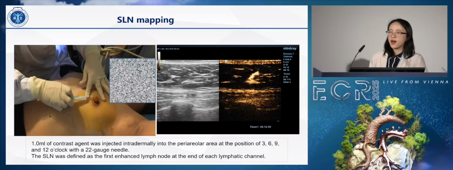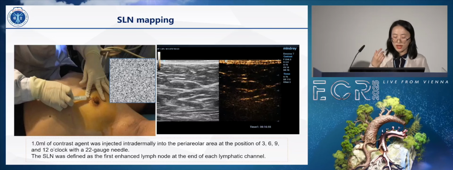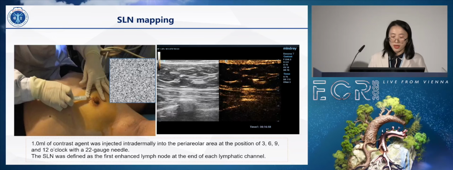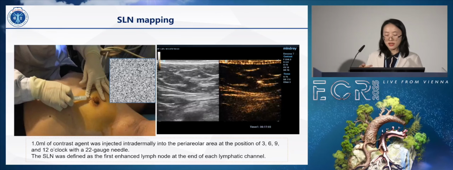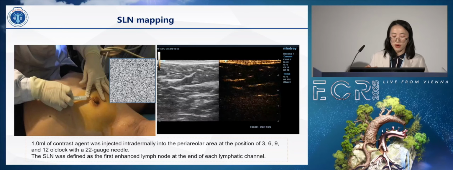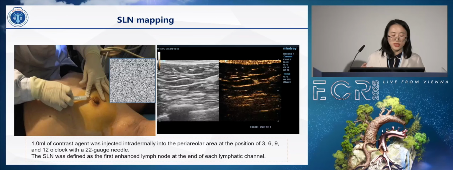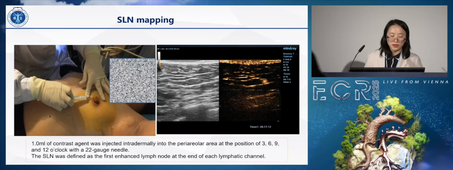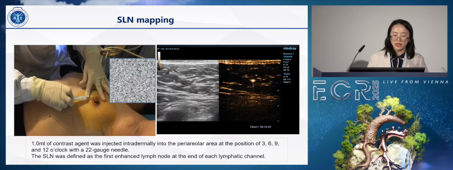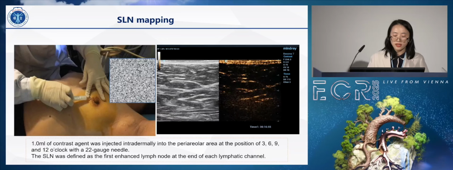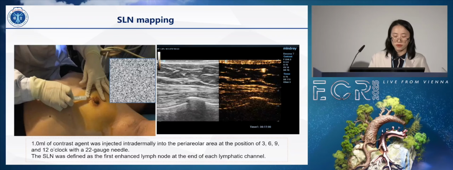And before we image the two systems, one thing is very important. That is the sentinel lymph node mapping. 1 milliliter of contrast agent was injected intradermally to the periareolar area of this patient, and then the sentinel lymph node was defined as the first enhanced lymph node. At the end of each lymphatic channel, looking at this video, this is the sentinel lymph node, and you can see clearly the lymphatic channel.